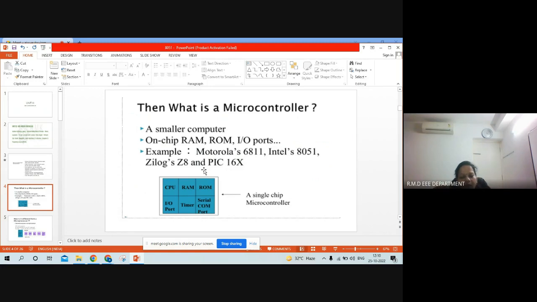What do we mean by a microcontroller? It is nothing but a small computer in which we have on-chip RAM, ROM, and I/O ports. All these things are available in a single chip. That is the microcontroller. For example, Motorola 6811, Intel 8051, Zilog Z8, and PIC 16 series are all examples of microcontrollers. In a single chip, we have a processor, RAM, ROM, timer, I/O port, and also a serial port for communication devices. All these are inbuilt in a single chip.